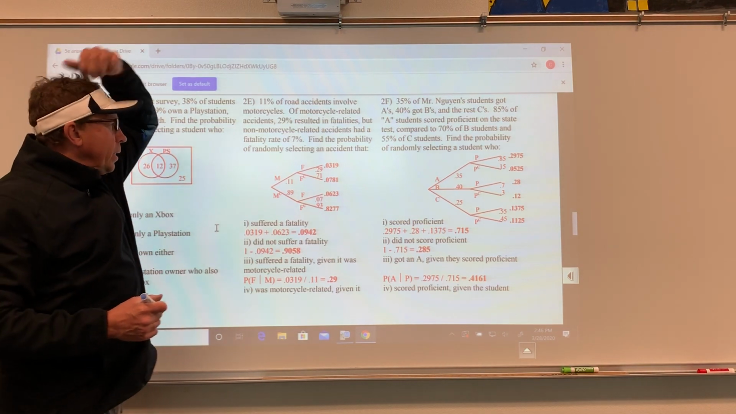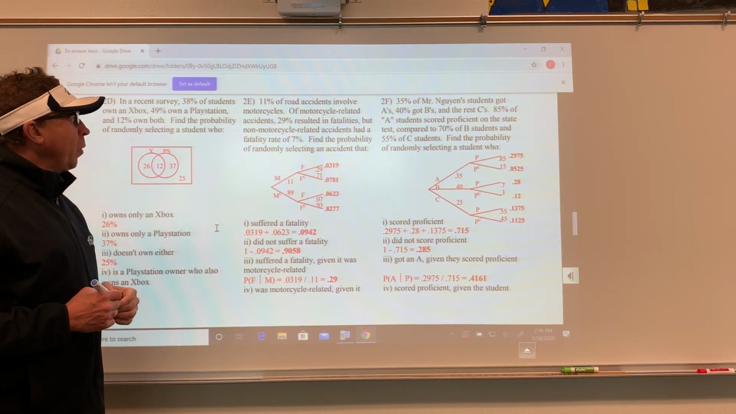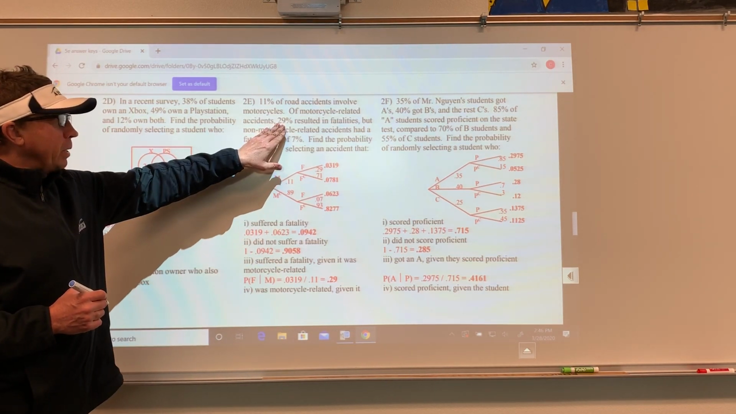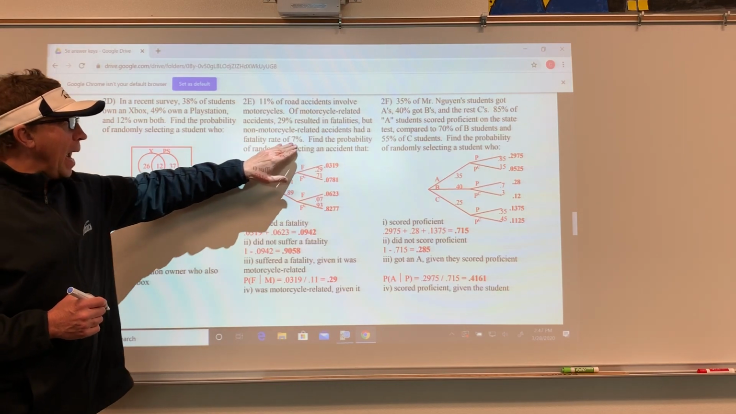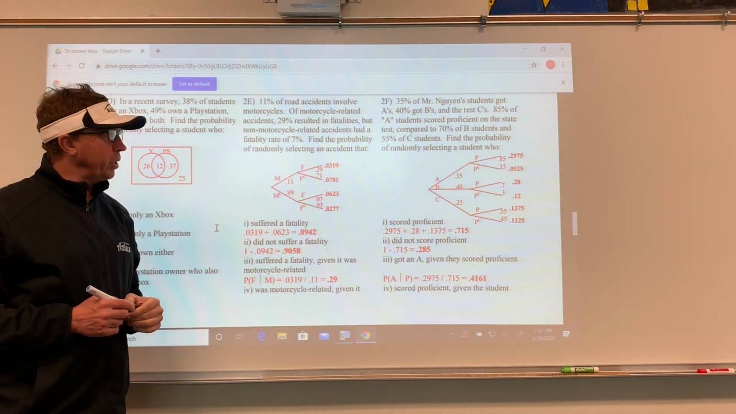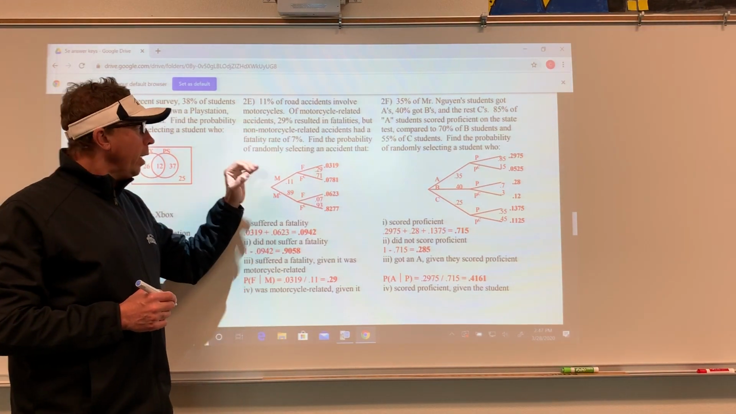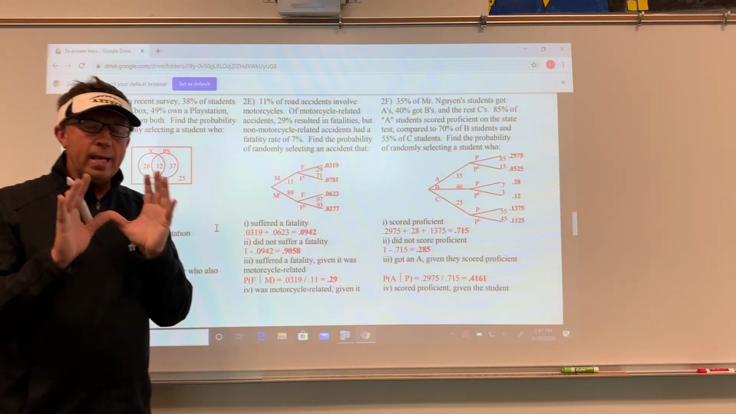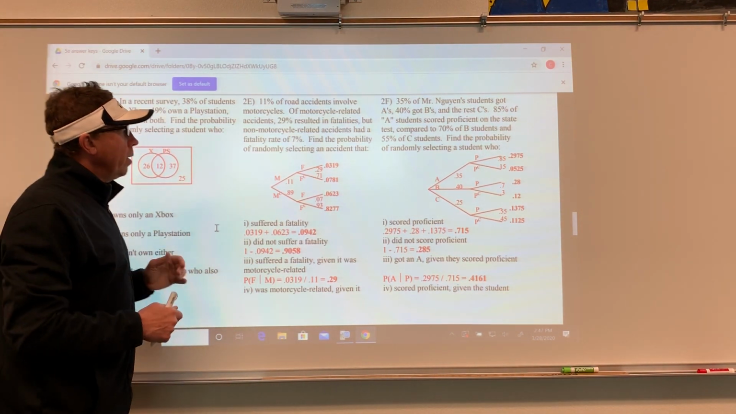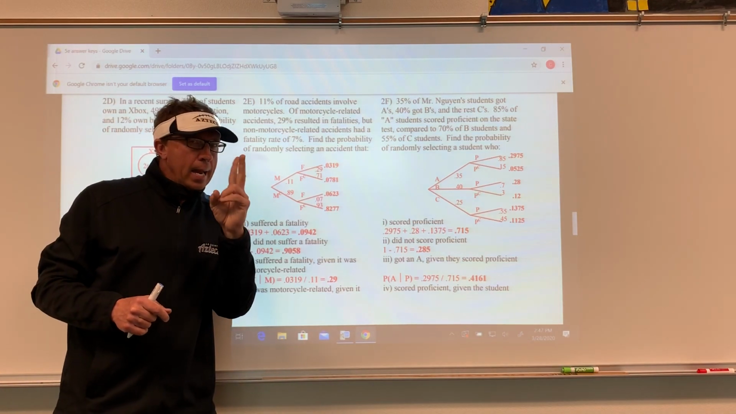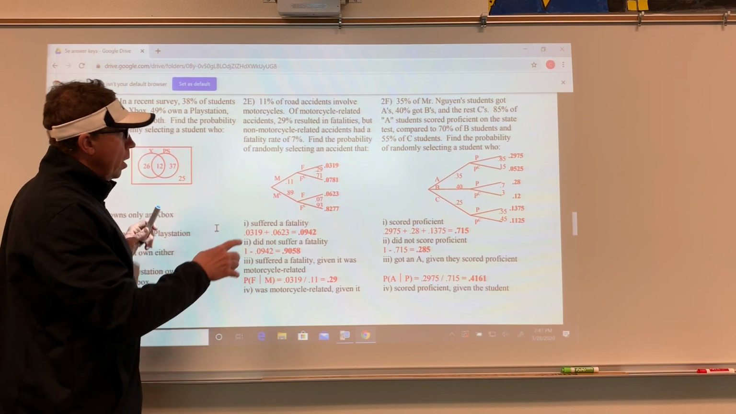11% of road accidents involve motorcycles. Okay? Of motorcycle-related accidents, 29% are fatal. But in non-motorcycle accidents, the fatality rate is only 7%. Find the probability that... All right, now, you don't see the word both. This is a tree diagram for sure. We start with motorcycle accidents and non-motorcycle accidents. They should add to 100, and they do.